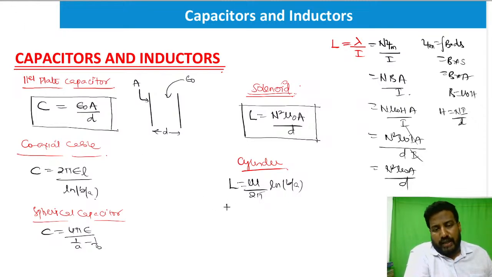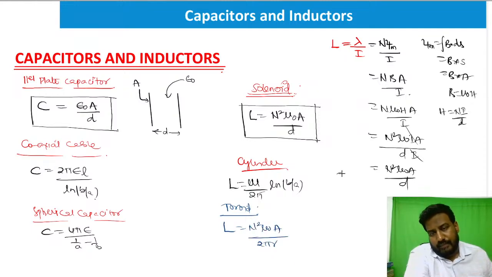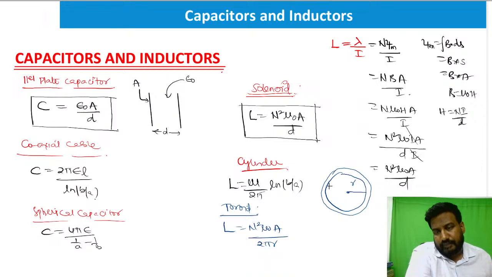Similarly, if you consider a toroid, the inductance is N square mu naught A by 2 pi r, where 2 pi r is the circumference of the toroid. Toroid is like this.